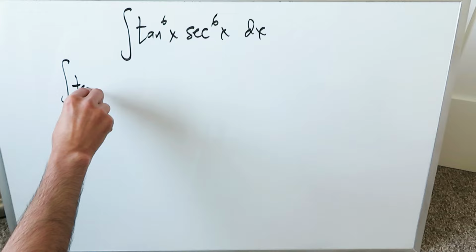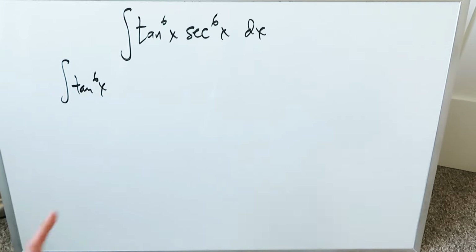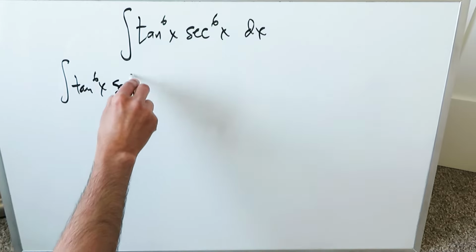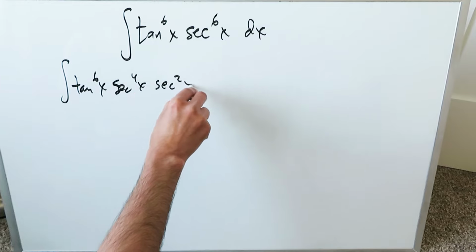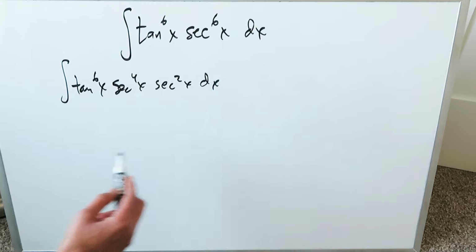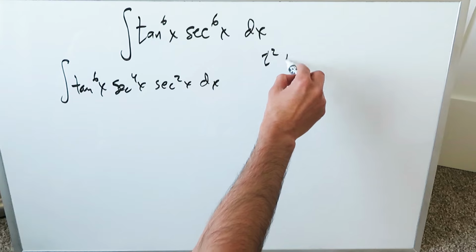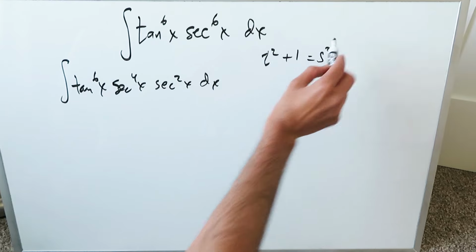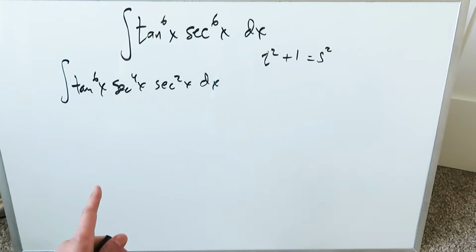Look what I'm going to do. You'll have tan to the 6x. I'm going to push out a secant square x. I'll have secant to the 4x, and here's my secant square x, which I've pushed out, or I've separated out. It's still part of your integrand, but you've kind of separated it out. Think about this identity: tan square plus 1 is equal to secant square. You can substitute that in place of secant square x.